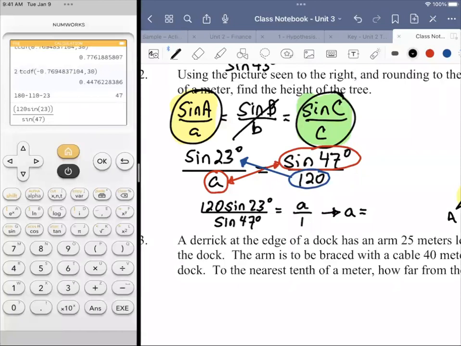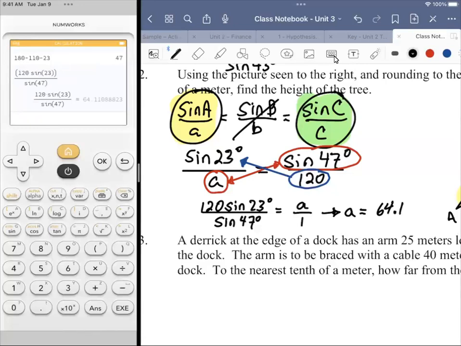All right. I tend to overdo it with parentheses because sometimes, especially with sums and differences, when I try to make a fraction out of an expression, it just puts the denominator under one term. Here there are two factors, so it doesn't make a difference, but I tend to err on the side of caution. I just want the 120 sine of 23 to be on the top and sine of 47 on the bottom. And so we get, they said nearest tenth, so 64.1 meters. All right, that would be the height of the tree.